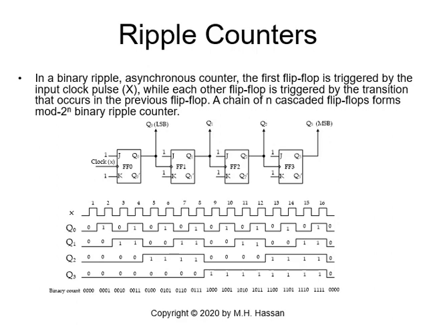So if we take the first flip-flop, flip-flop 0, it will be triggered by the clock X. The output Q0 will trigger flip-flop 1, the output Q1 will trigger flip-flop 2, and the output Q2 will trigger flip-flop 3. Here the most significant bit will be Q3, and the least significant bit will be Q0. So this is my output.